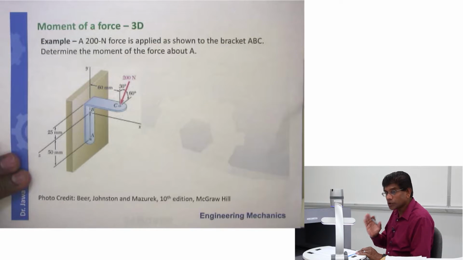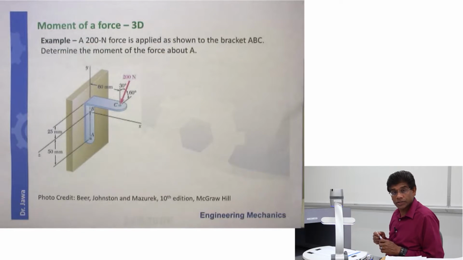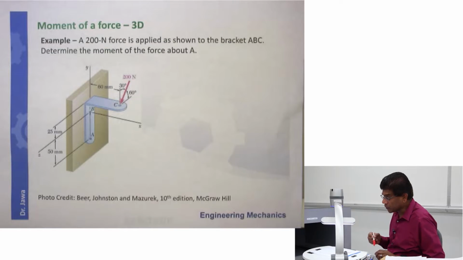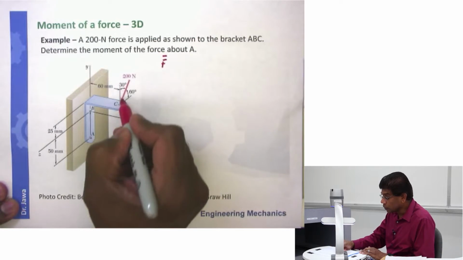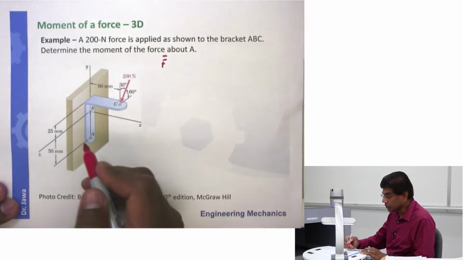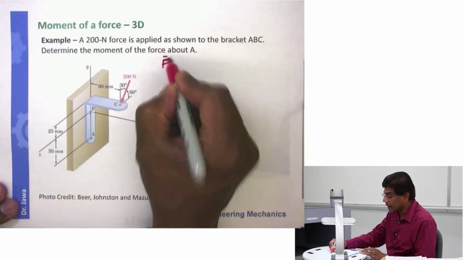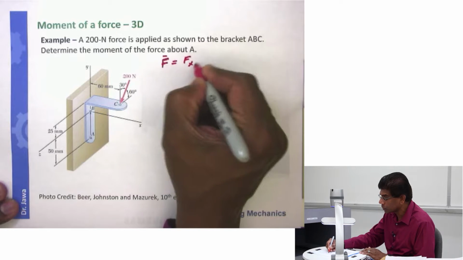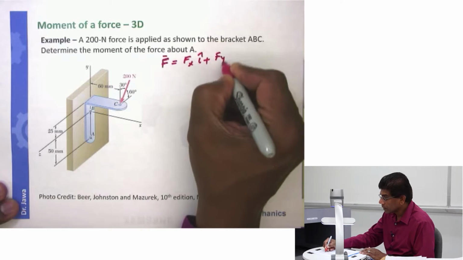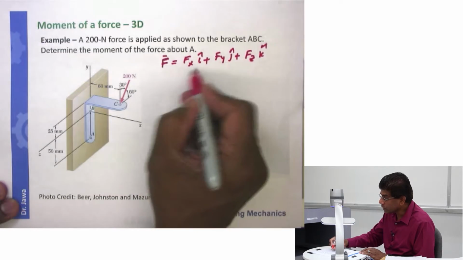So the first thing you have to do is to make sure you write your force and the position vector in Cartesian vector format. So first identify your force. The force is right here. That's your force. And you do know the magnitude of this force, 200 Newton, but you want to write this force in Cartesian vector form. How do you do that? You need x component, y component, and z component. And if you write this, it should look something like this, correct? But you need the components.